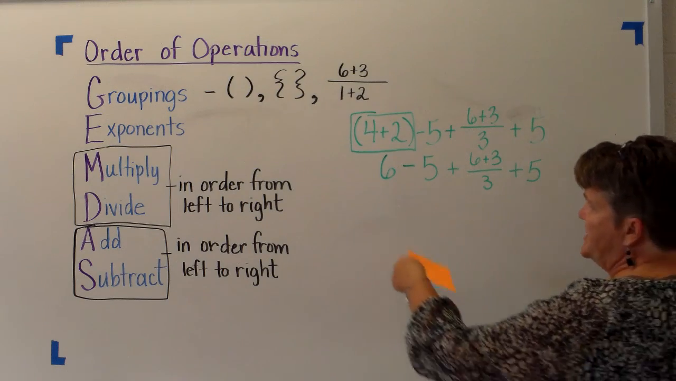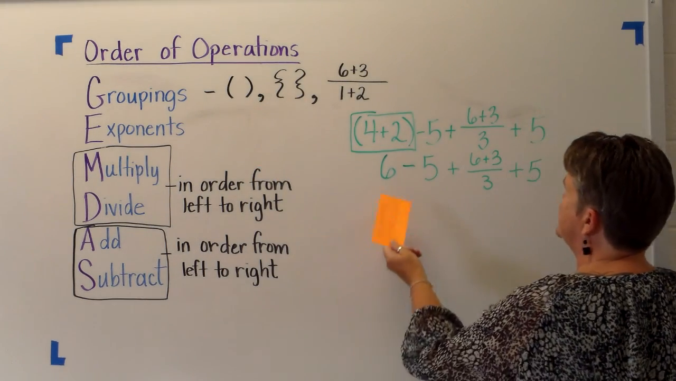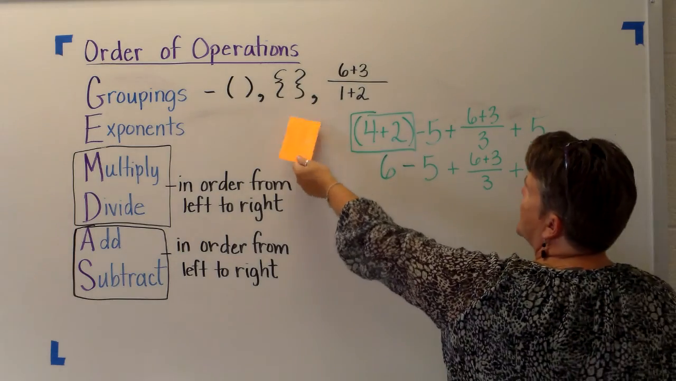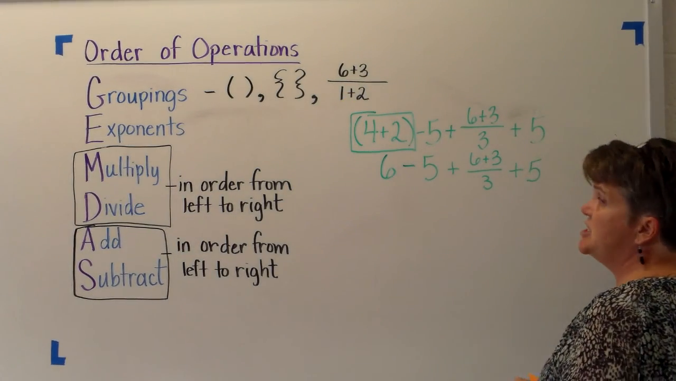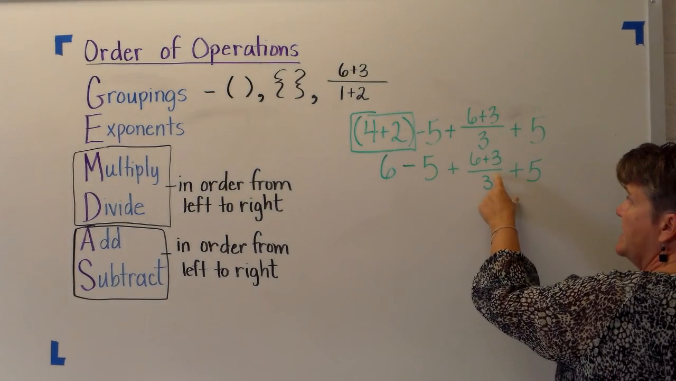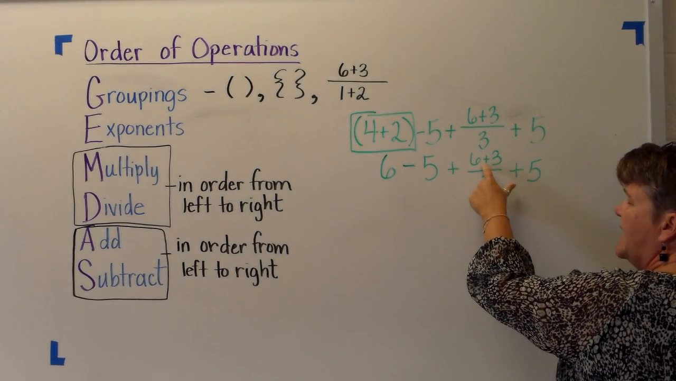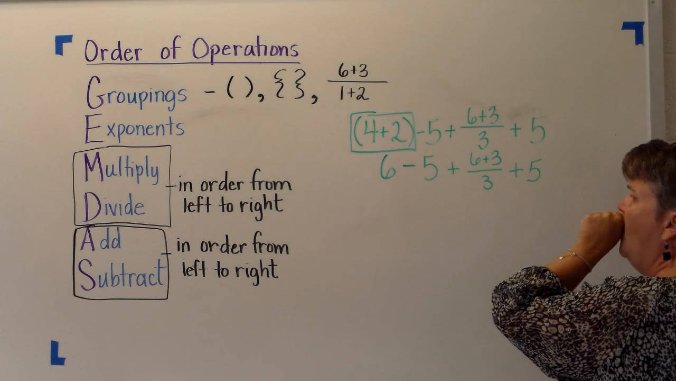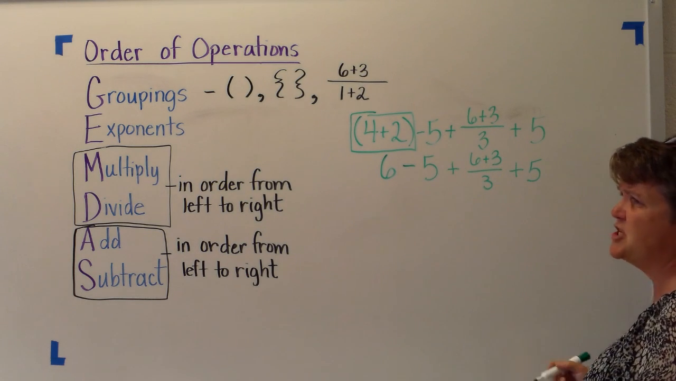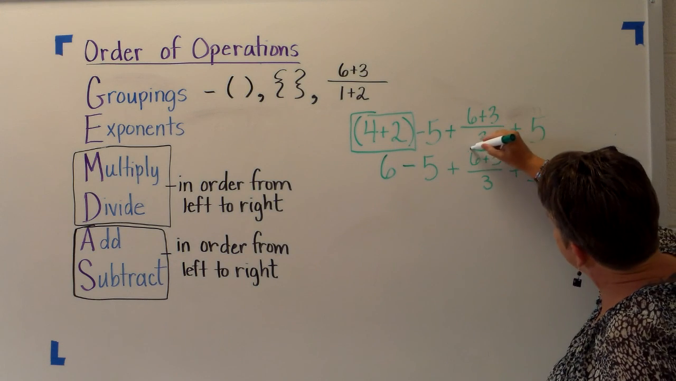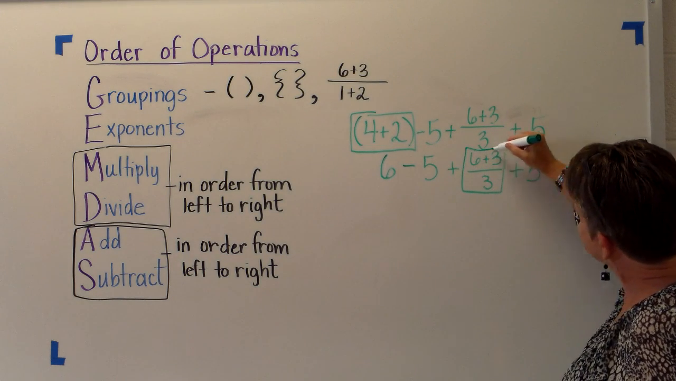So now I go back to groupings again. Are there any more parentheses? Nope. Are there brackets? Nope. Is there a grouping with a division bar? Yes, there is, because 6 plus 3 is an operation in the numerator of this fraction. So this is the piece we're doing next.